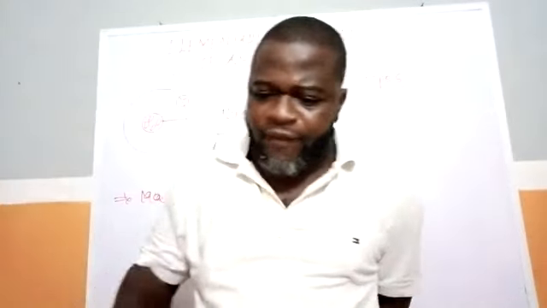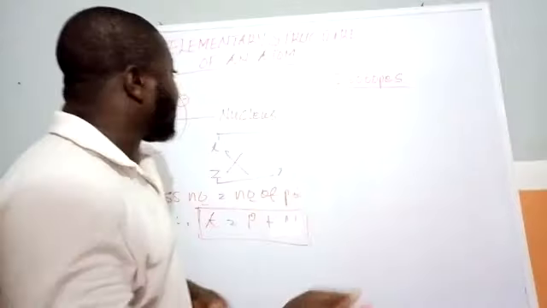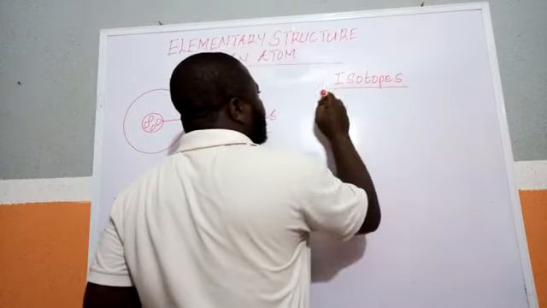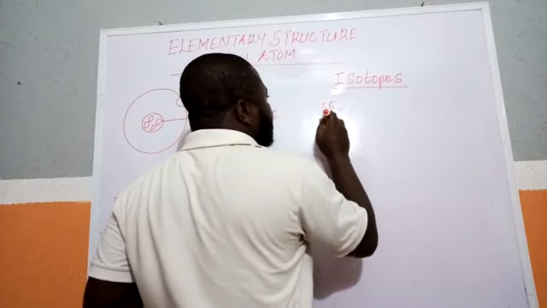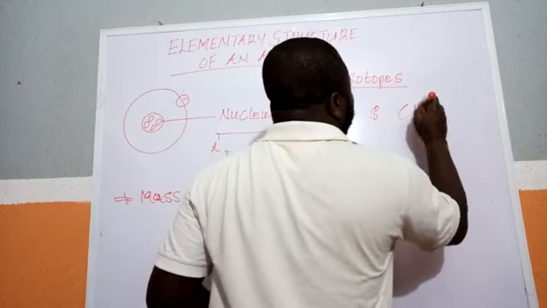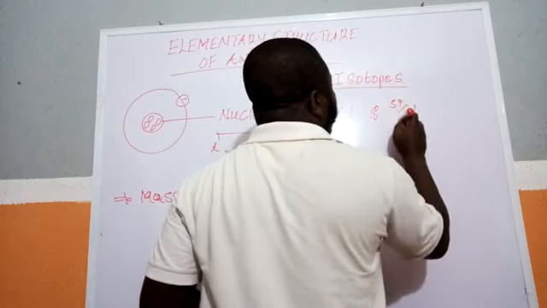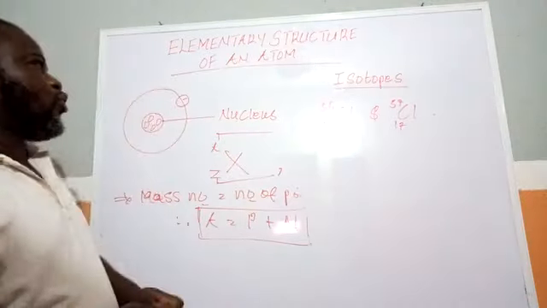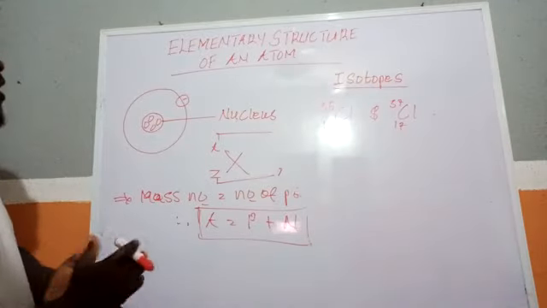If I should ask you to give me an example of isotope, chlorine is a typical example. So you can write example, chlorine. That would be chlorine 35, 17. That means chlorine 35, 17, and chlorine 37, 17.